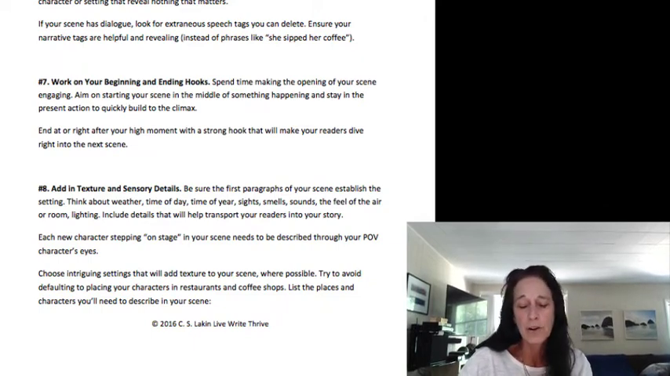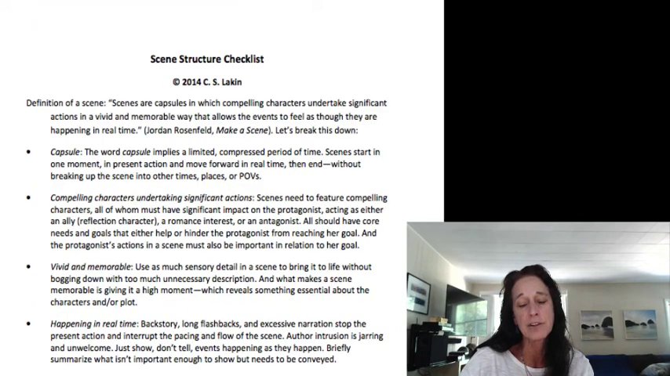I also want to take a look briefly at my scene structure checklist, which is also going to cover some of the things that I've just discussed. But let me read this definition from Jordan Rosenfeld's book, Make a Scene. She says, "Scenes are capsules in which compelling characters undertake significant actions in a vivid and memorable way that allows the events to feel as though they are happening in real time." And this is going back to what I said about cinematic technique. Everything has to feel as if you're watching it on a movie screen.